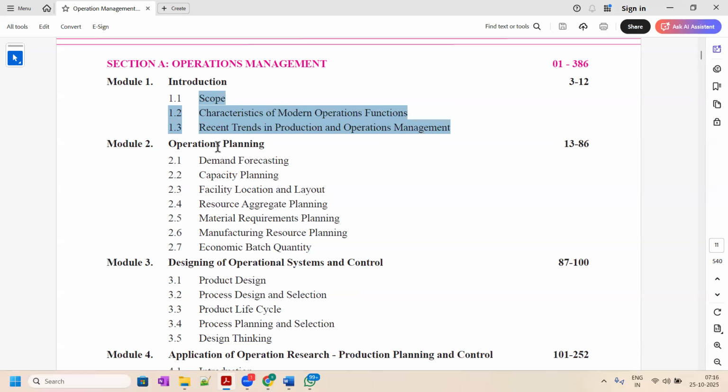Next, when we start operation planning and demand forecasting, okay, we have numericals. So if you love numericals, then your curiosity or your thirst for doing more numericals will start being fulfilled from this topic 2.1. But anyway, the first thing we are going to discuss in the class is scope of operation management. This would be purely a theory topic.